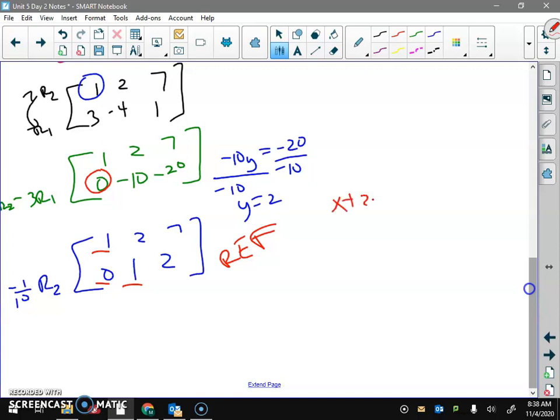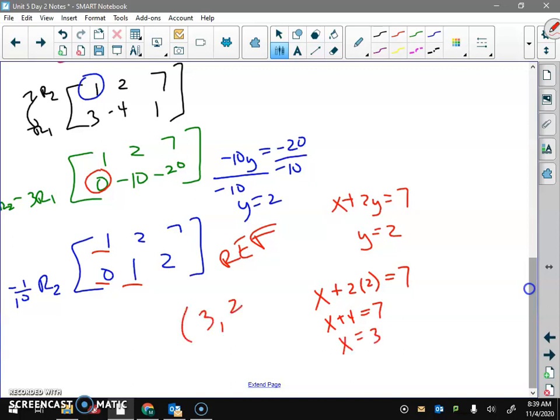x plus 2y equals 7. No x's, plus y equals 2. Back substitute. x plus 2 times 2 equals 7. x plus 4 equals 7. x equals 3. The ordered pair is (3, 2).